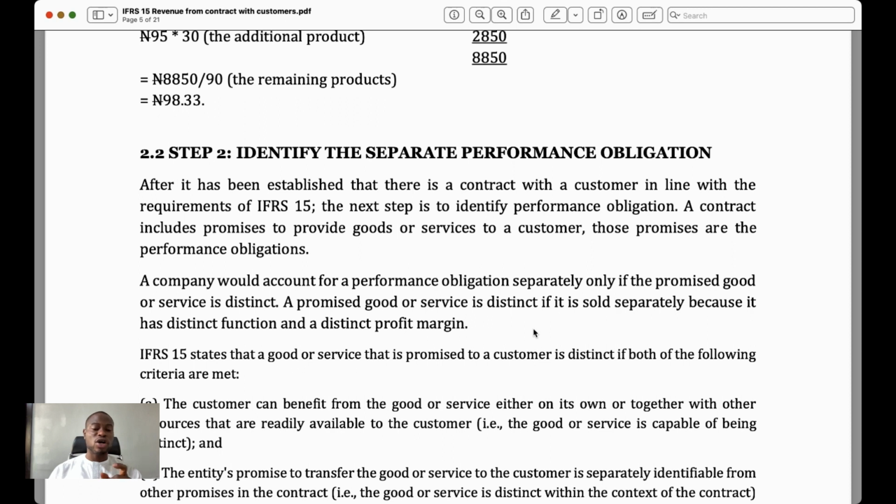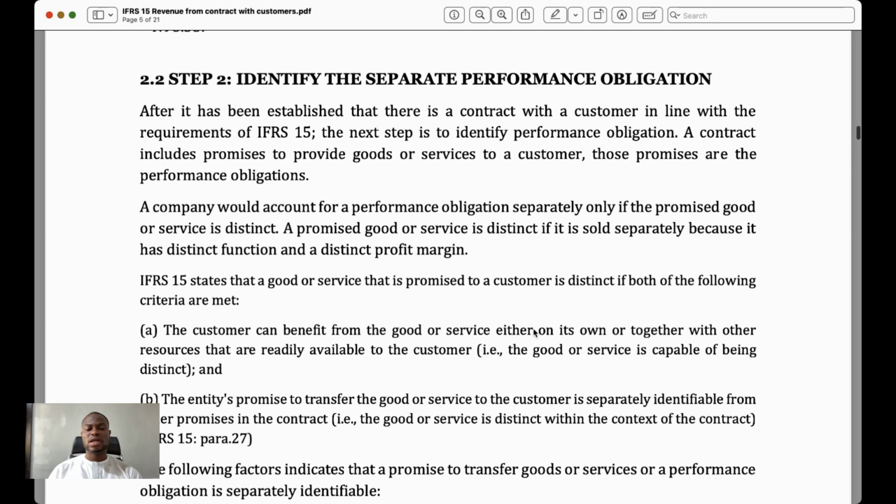One is that the customer can benefit from the goods or services either on his own or together with other resources that are readily available to the customer. The key thing there is that the customer can benefit from the goods or services on its own. Two is that the goods are separately identifiable.